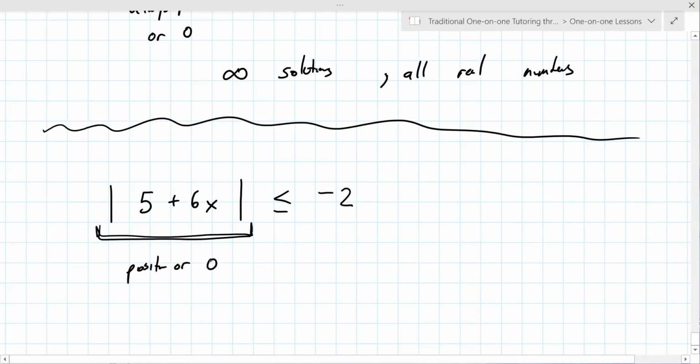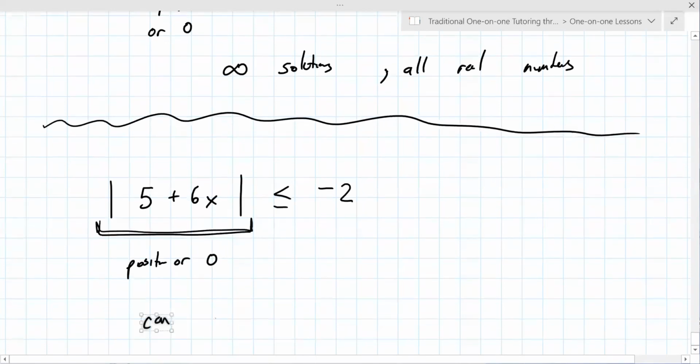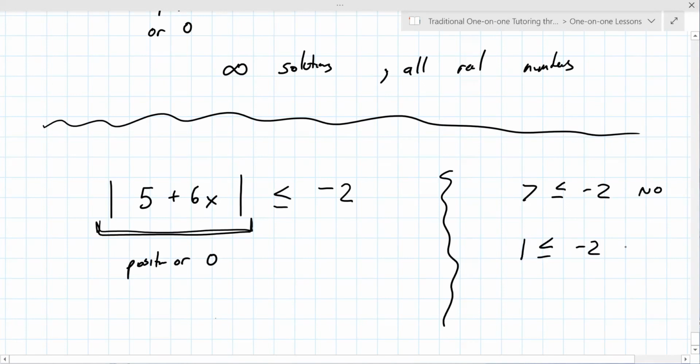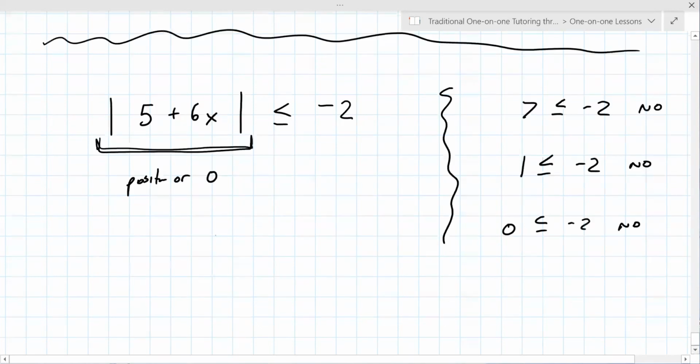Can a positive number be less than a negative number? Yes. So here's what you're saying, I'm going to come out to the side here. You're saying 7 is less than or equal to -2. No. How about 1? Is 1 less than or equal to -2? No. How about 0? No. So that's always bigger. My bad, I must have misheard you.